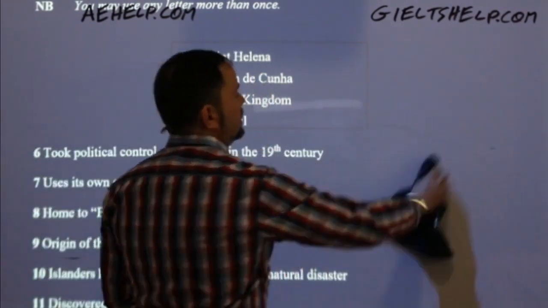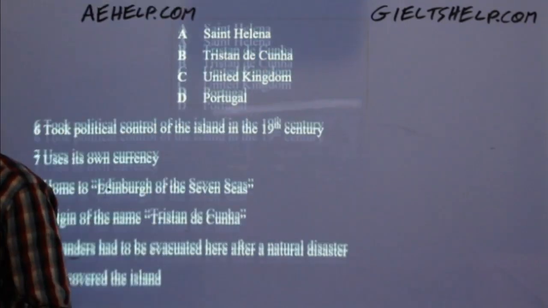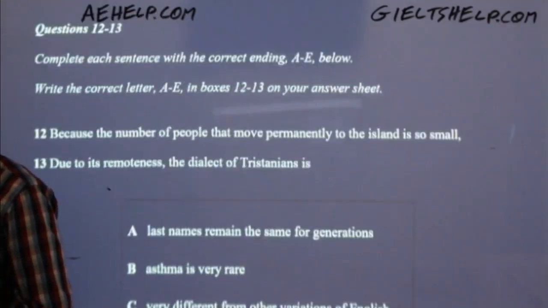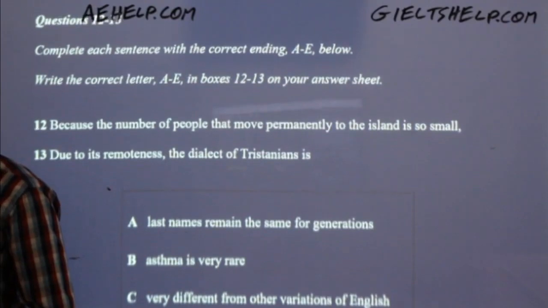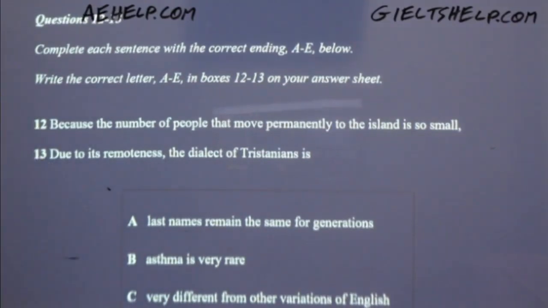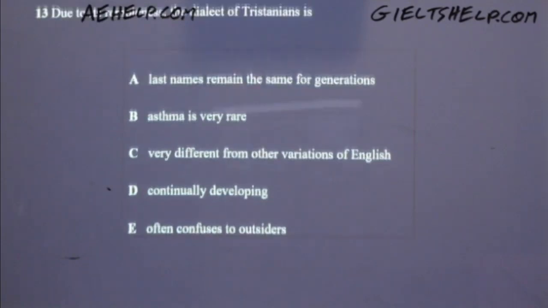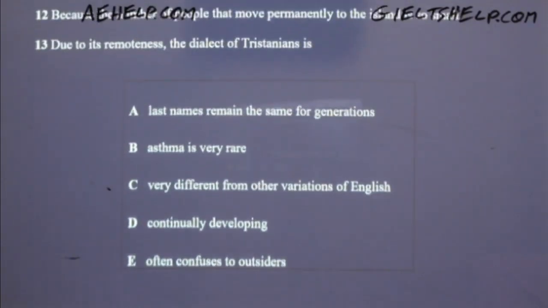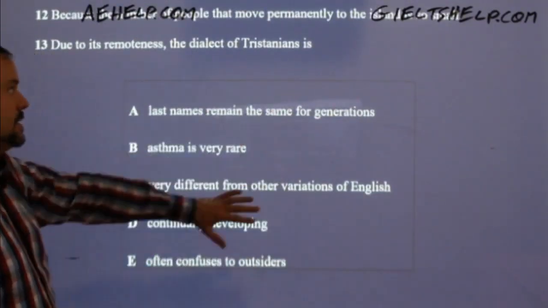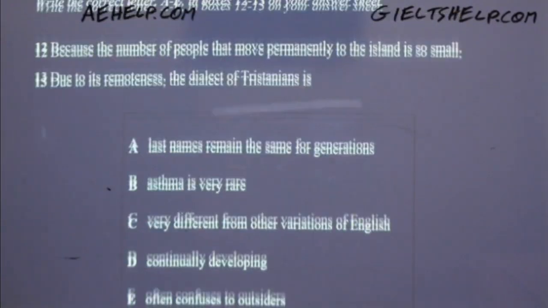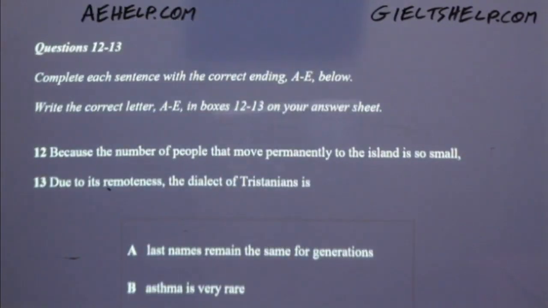Let's look at the remaining questions. These are questions 11 and 12. Write the correct letter. So here we have two statements, and then we have 5 choices. So here we're going to ignore the choices. There's too many. 3 of them are false. And we're just going to look at the statements.